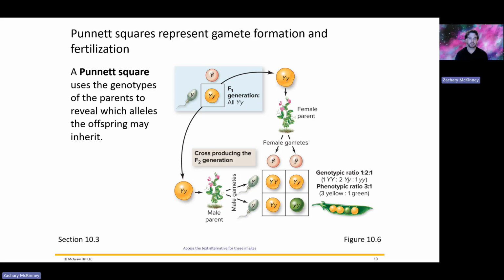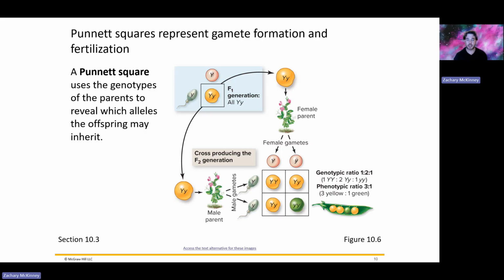Children specifically. All right, so Punnett squares are a way that we can help to do this. They represent gamete formation and fertilization, so they are predictors. They allow us to look at our phenotypes and predict our genotypes, or take our genotypes and make predictions about how frequently a trait is going to come up in a population.